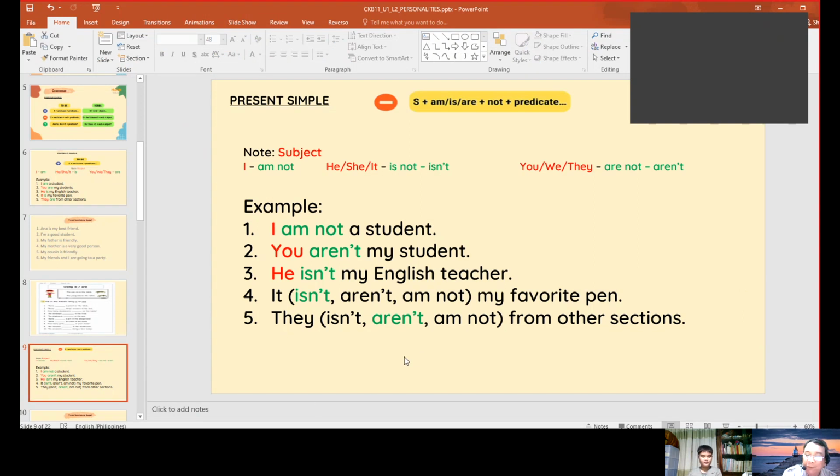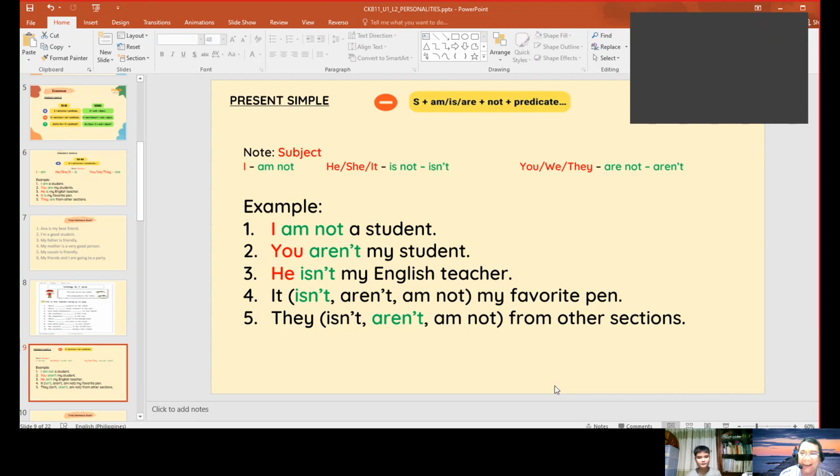Okay, what if we're going to say Maria and Anna? Are Maria and Anna blank friends? So what do you think would be? Okay, aren't. Yes, the contracted form is aren't. Of course, if they are friends, you would say Maria and Anna are friends. But if they are not friends, that's correct. So Maria and Anna aren't friends.